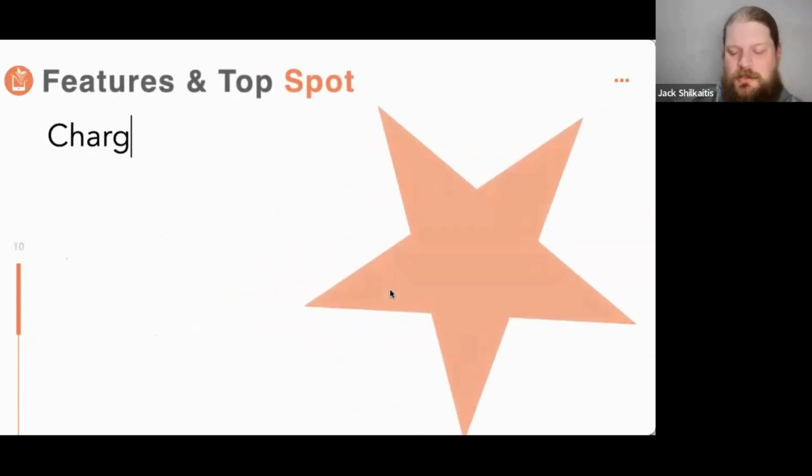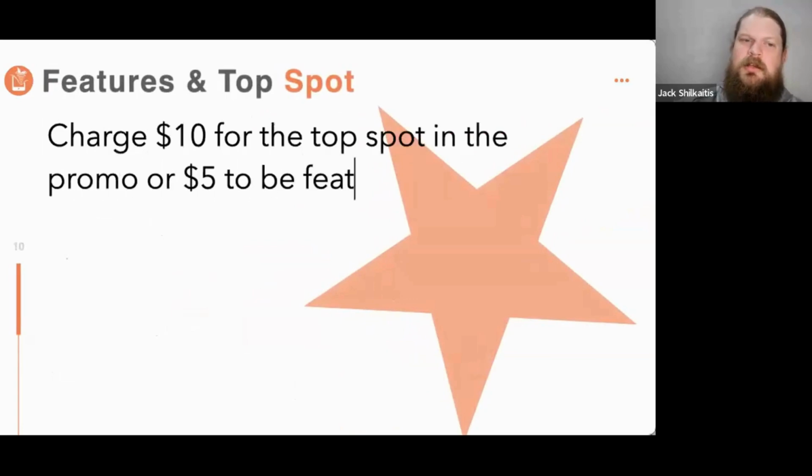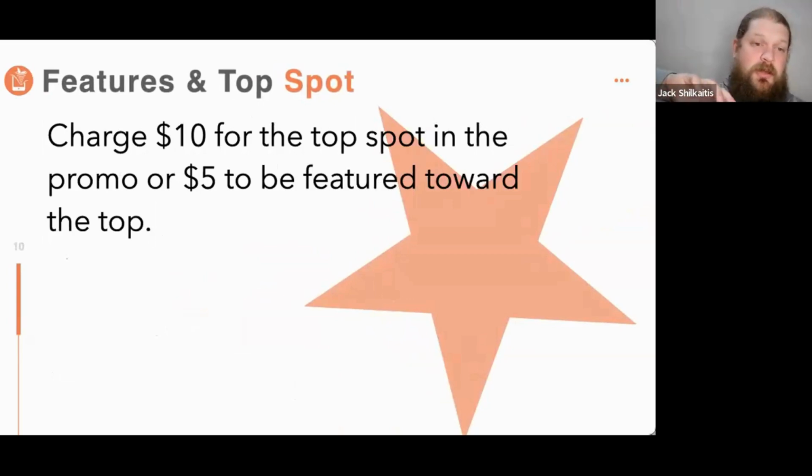Now, the features and the top spot. These are books that are toward the top of the promo. As the organizer, you have the ability to feature books and arrange them as you want. You can move them around and arrange them so that a certain book shows up at the top. You also have the ability to format the landing page so that the top book has a larger book cover or appears larger on the landing page. So this is just as an example. You could charge $10 for the top spot in the promo or $5 to be featured, right? So up higher on the promo, right?